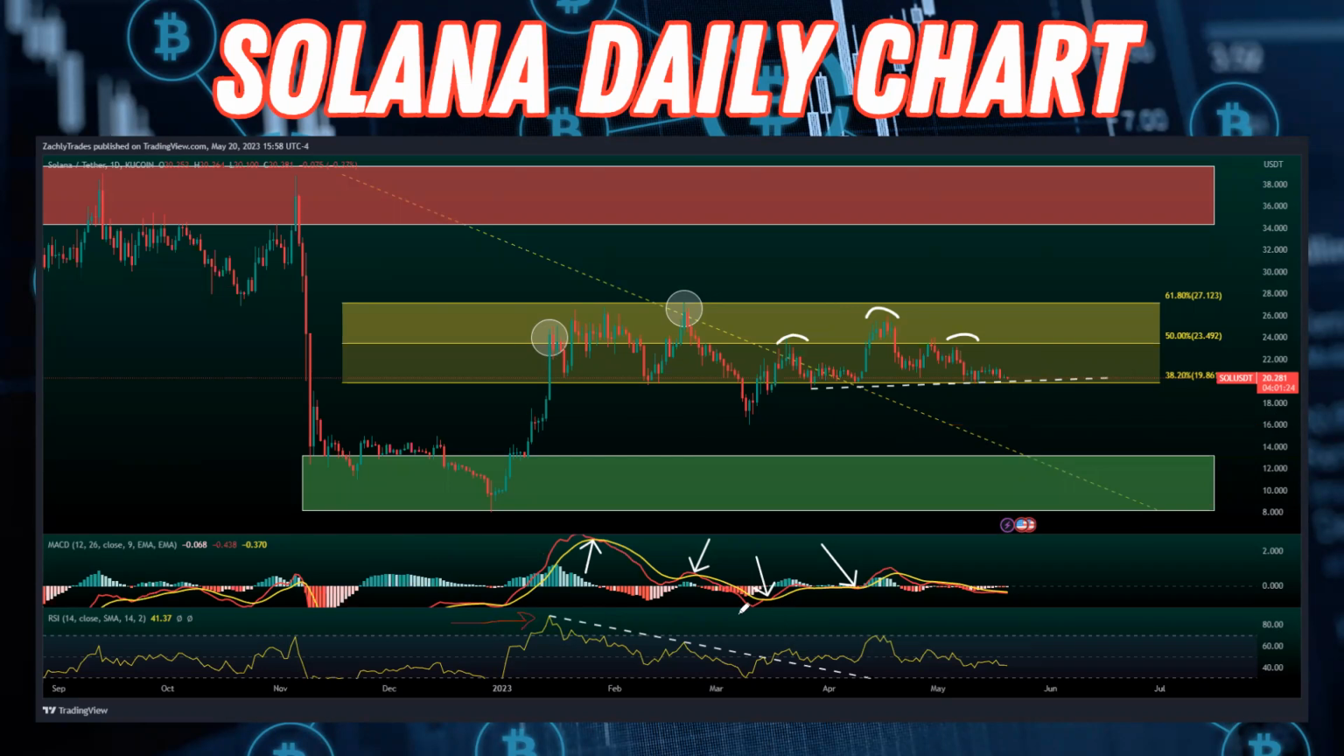Now, you can use things like the MACD and the RSI to spot potential entries and exits. Now, let me go over the RSI first. If you're not familiar with this, this is your relative strength index. It's going to measure the relative strength of a token at its given price. So the way to use it, and my favorite way to use it, honestly, is to look for a divergence.